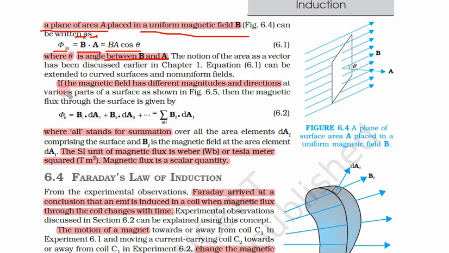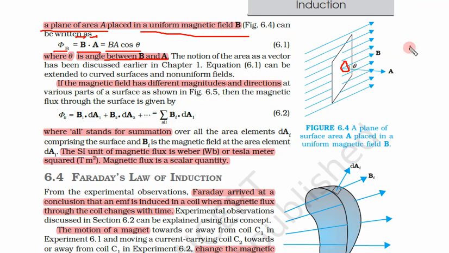In that case, if the magnetic field has different magnitudes and directions, so we saw that directions were different and magnitudes were also different at various parts of the surface. So if we have different magnitudes and different directions, then what will we do in this equation? Then the magnetic flux through the surface, so what will we do? We will divide this big surface into smaller areas.